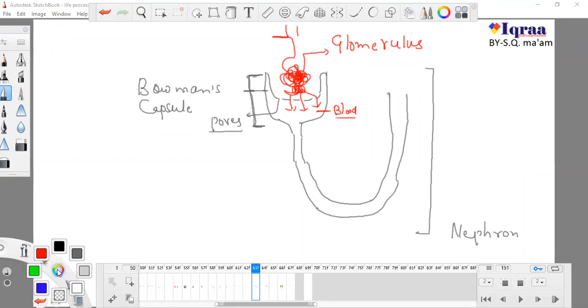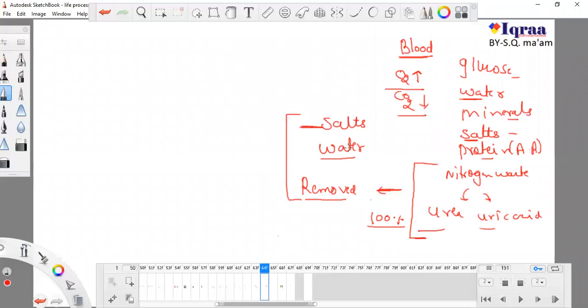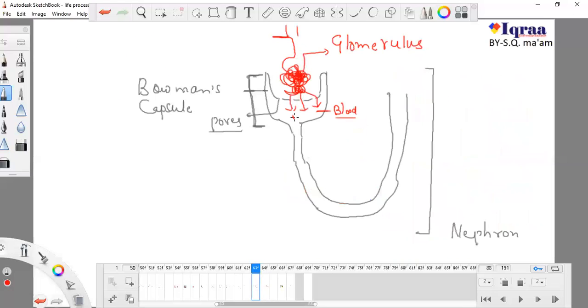So the blood is coming inside this Bowman's capsule, and this blood is containing all things. But remember that only a bit amount of salts, only a bit amount of water, and 100% nitrogen waste should be removed from the excretory system in the form of urine. Other than these, glucose and full water and all minerals and all salts and all protein don't need to be removed. So what happens is that everything is inside Bowman's capsule.